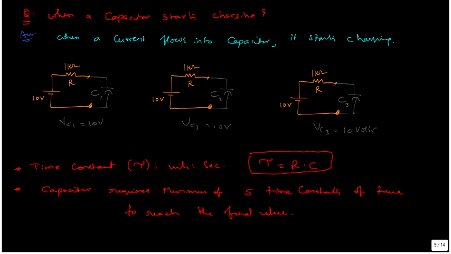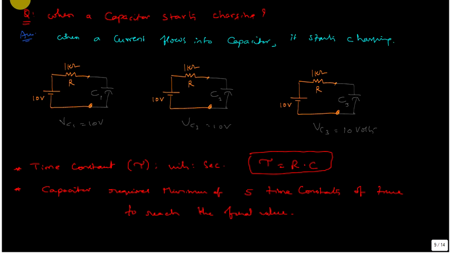So if you apply 10 volts to a capacitor, and it has to reach 10 volts, you must apply that 10 volts for 5 time constants of time. Say tau is equal to 1 second. So you must apply 10 volts for at least 5 seconds. Then only the capacitor can charge. After that, even if you remove the source, the capacitor has charged to 10 volts. But a minimum of 5 time constants of time is required for the capacitor to reach its final value.